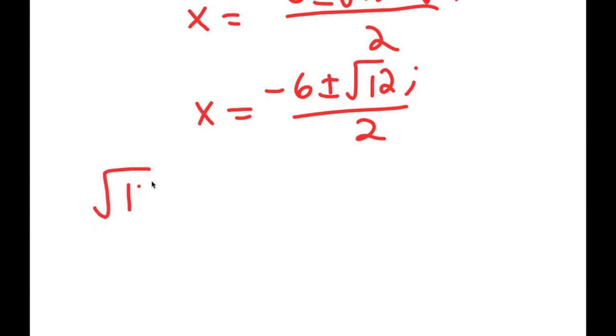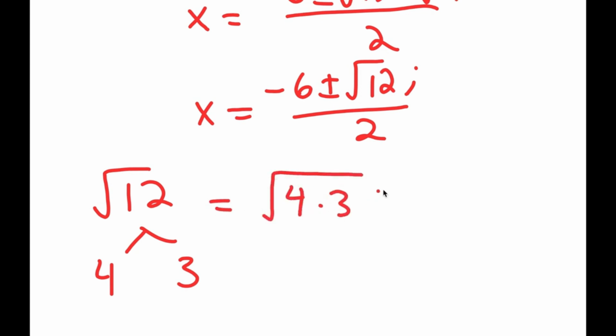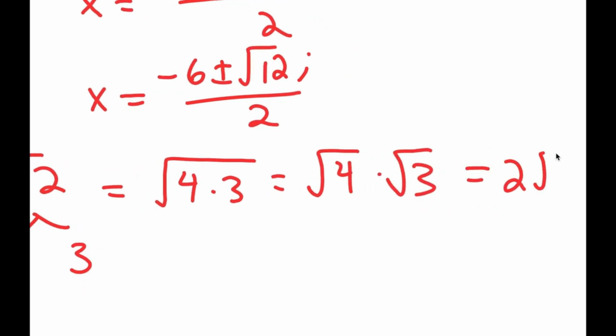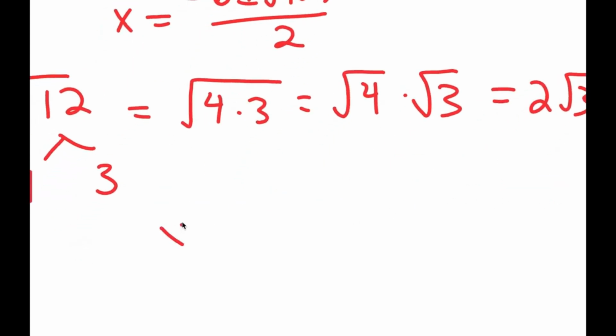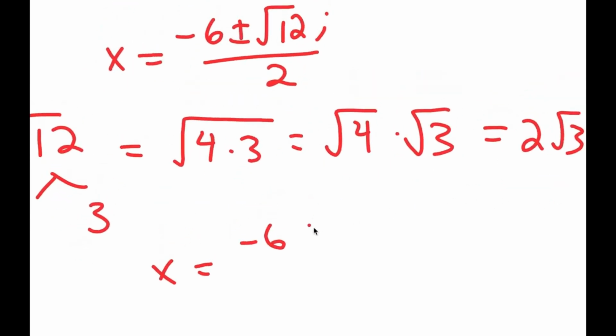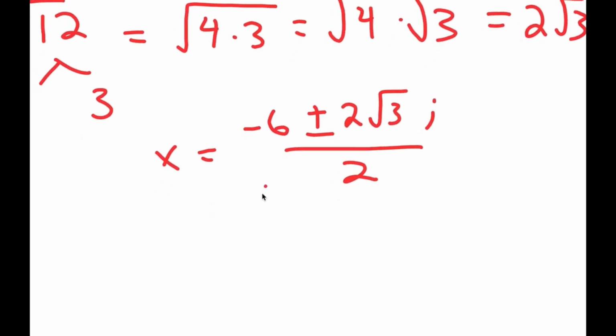Now the square root of 12 is the same thing as the square root of 4 times 3, which is equal to the square root of 4 times the square root of 3. The square root of 4 is 2, so this is equal to 2 root 3. So I get x is equal to negative 6 plus or minus 2 root 3 i over 2. Now if I divide my terms by 2, I get x is equal to negative 3 plus or minus root 3 i.